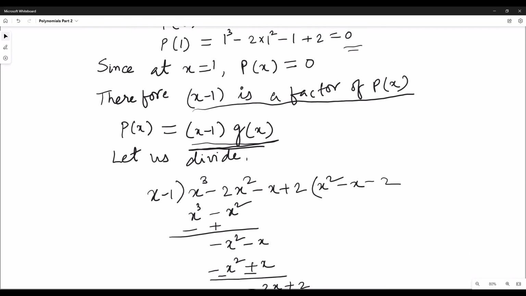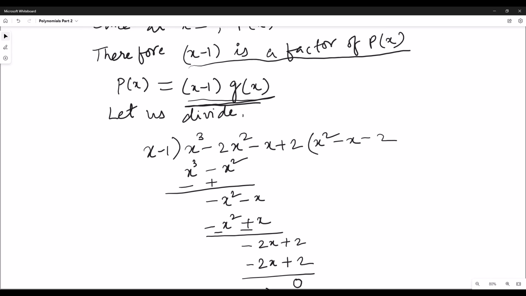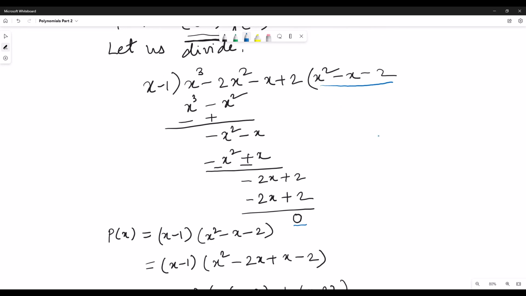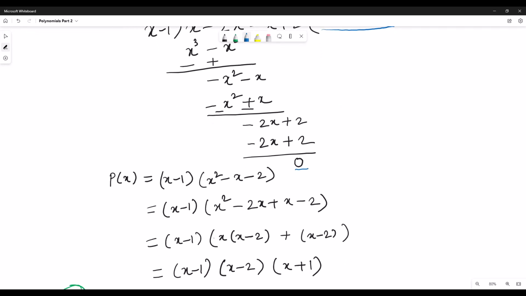If you divide this polynomial by x minus 1, you get some quotient, that is g of x, and we will find g of x by actually dividing it. We are dividing this polynomial by x minus 1. After dividing, we get the quotient as x square minus x minus 2 and remainder as 0. So we can write the polynomial as divisor into quotient plus remainder, that is 0.